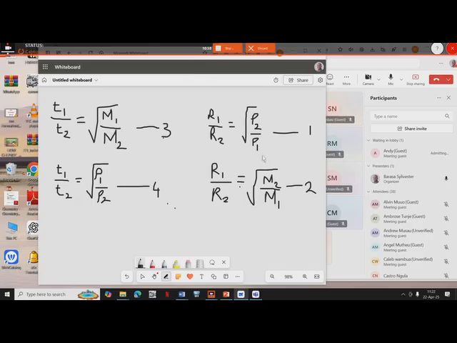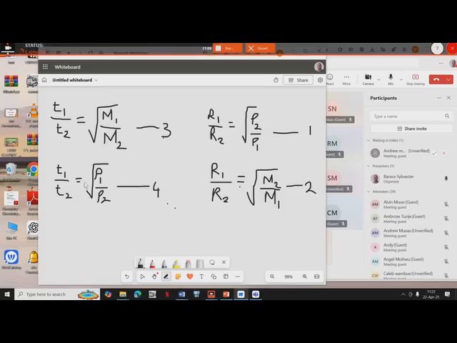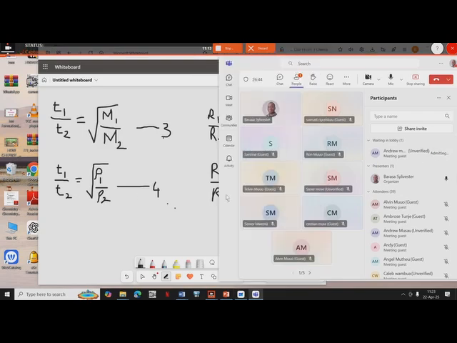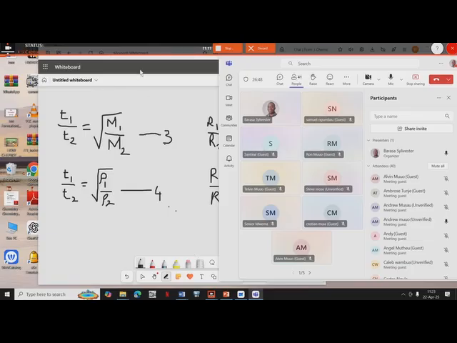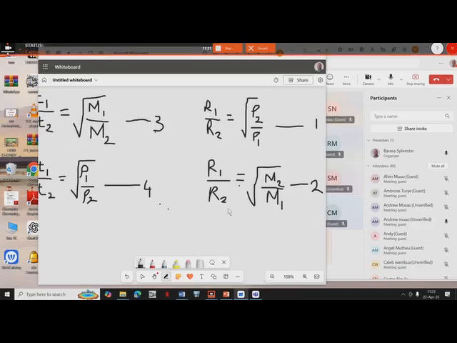So if this is the numerator, this is the denominator. So where there is a rate, you can see that the other quantity will be inversely proportional. That's Graham's law. But where there is time, you will see that they are directly proportional. There, there, and there.